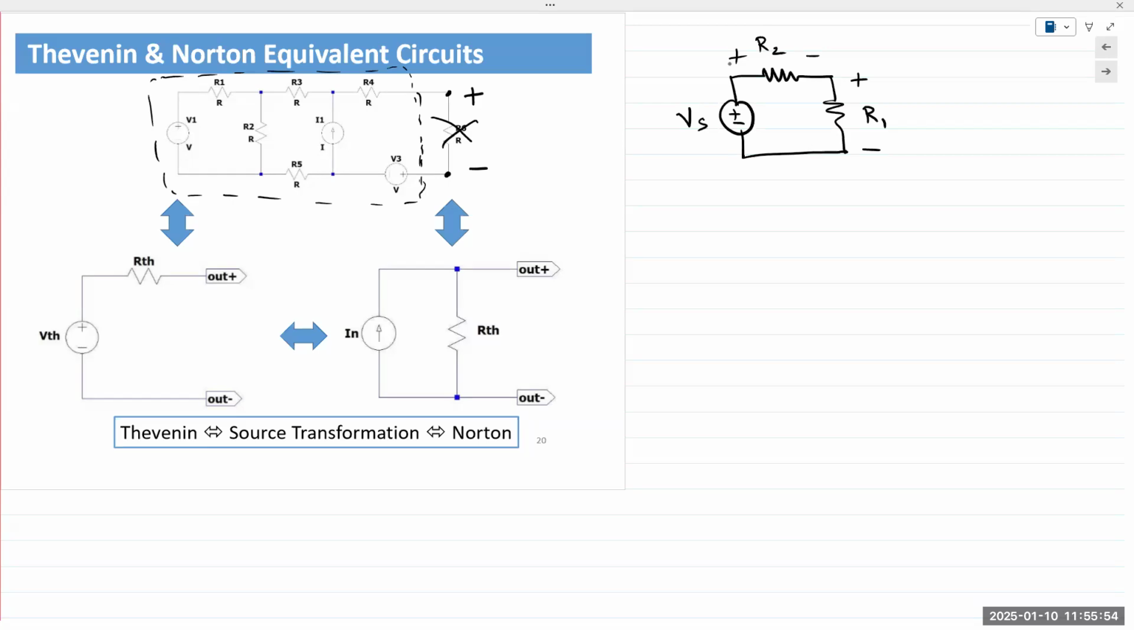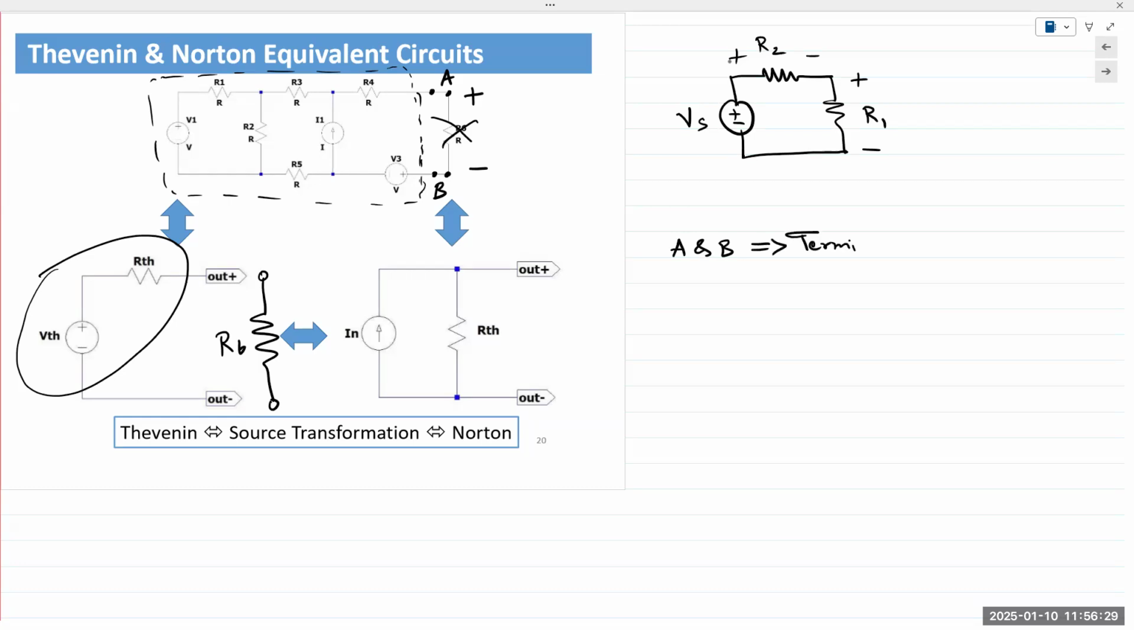And then you can represent the rest of the circuit as VTH and RTH, and your R6 is connected right here. Does that make sense to everyone? And that is the purpose of Thevenin Norton. You want to find the voltage or the current between two particular terminals of analysis. So if I mark these terminals as A and B, I would say A and B are my terminals of analysis.